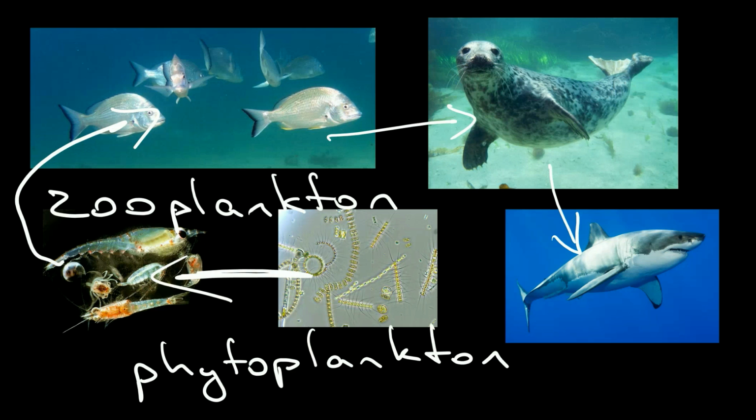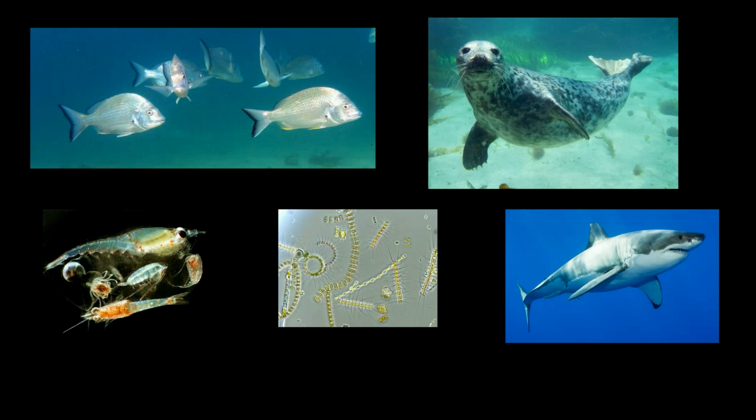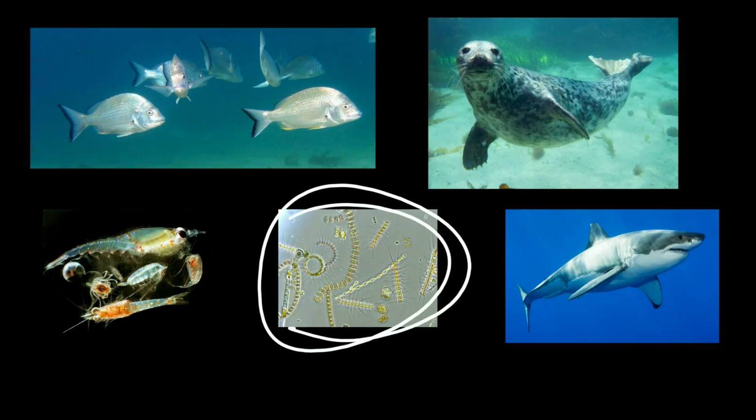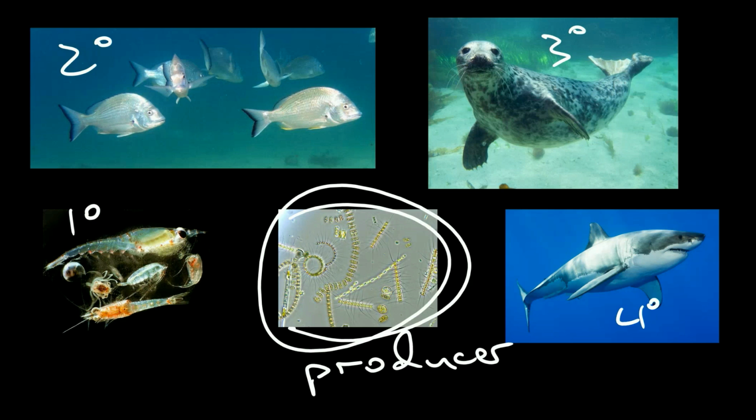So remember, we would say, okay, we have our phytoplankton as the producer, the zooplankton is the herbivore, the fish would be the primary carnivore, the seal the secondary carnivore, and the white shark would be a tertiary carnivore. Okay, so that's using the carnivore herbivore terminology, or we could say that the phytoplankton is the producer, and then the others could all be labeled consumers. So the zooplankton would be the primary consumer, the fish the secondary consumer, the seal the tertiary consumer, and the white shark the quaternary consumer.